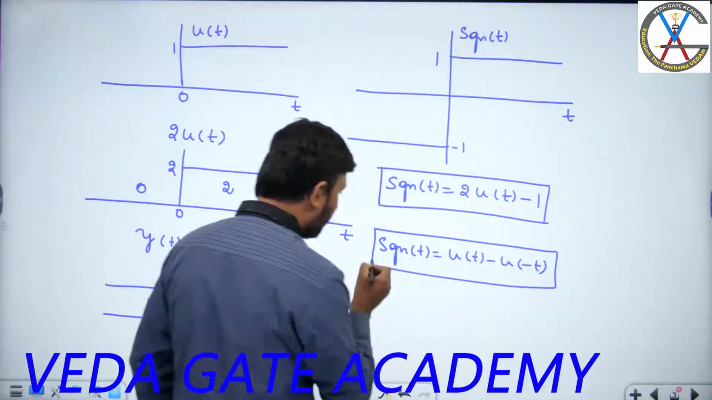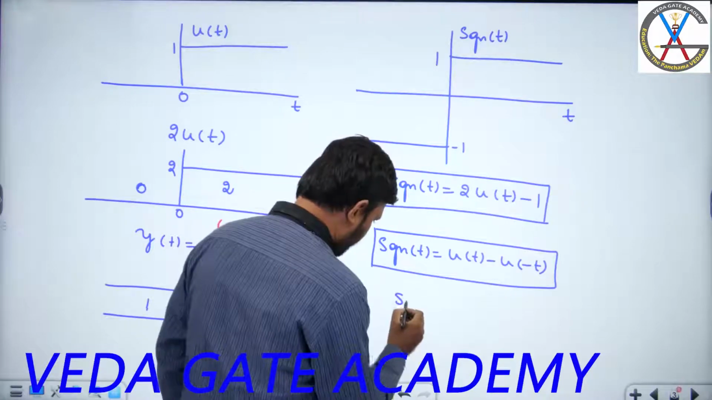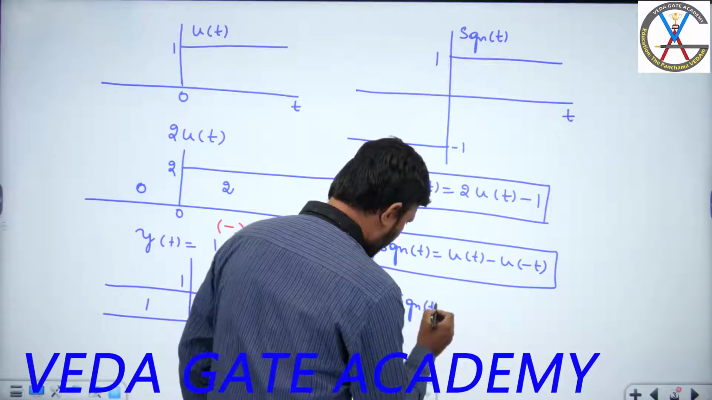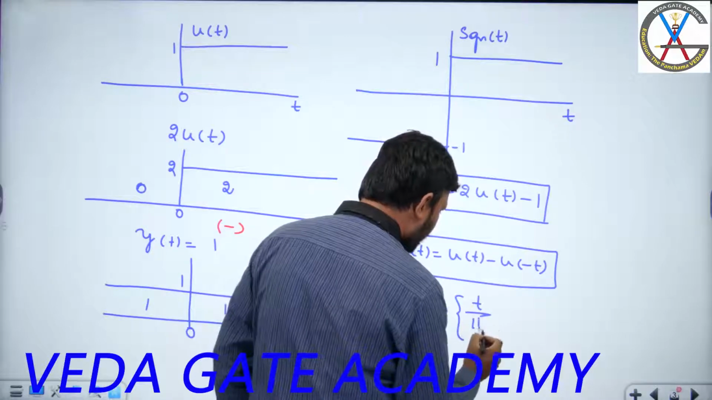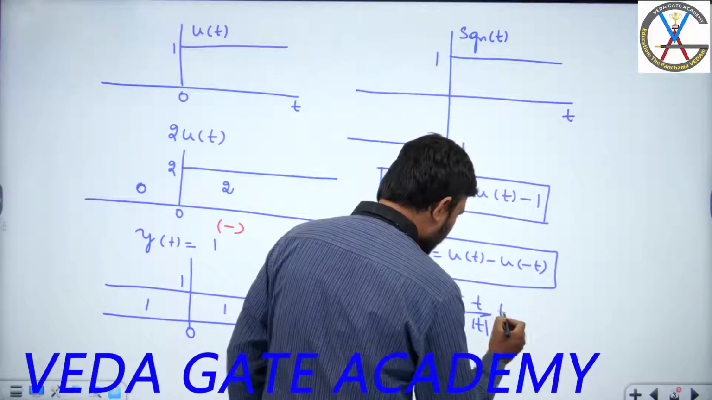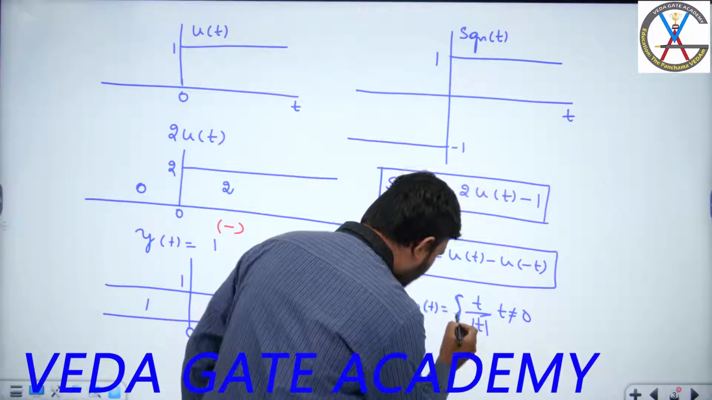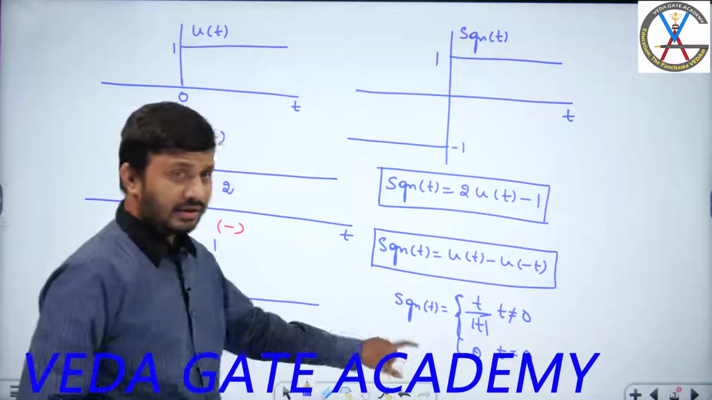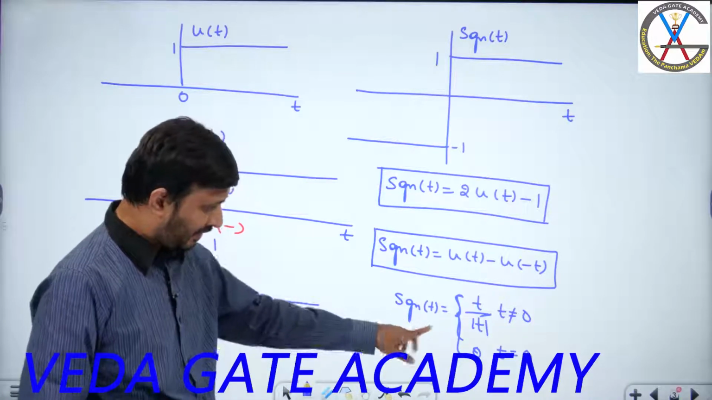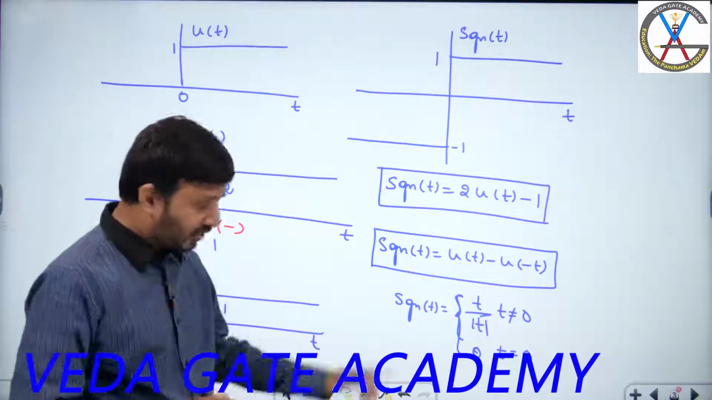And I am going to give two more forms of writing signum t. They are like this. Signum t can also be given as t by mod t for t not equal to 0, and it is 0 for t is equal to 0. You observe, you try to get the shape of the right hand part and see whether it is equal to signum or not. You can verify.